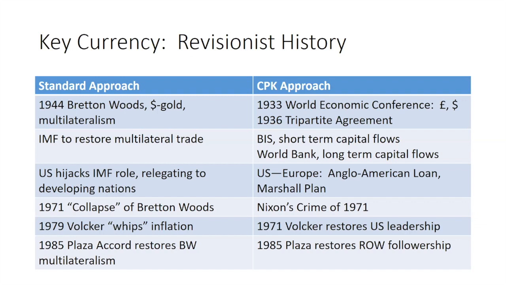In that regard, Nixon's crime of 1971 is not the collapse of Bretton Woods, but the destruction of Bretton Woods, willful destruction by the politicians, by Nixon, wanting to throw off the exorbitant burden of leadership. That's what Volcker restored in 1979. That's just a typo there, 71. Obviously, it's 1979. I hadn't noticed that when I reviewed my slides. So what Plaza restores is not multilateralism, but rest of the world followership.